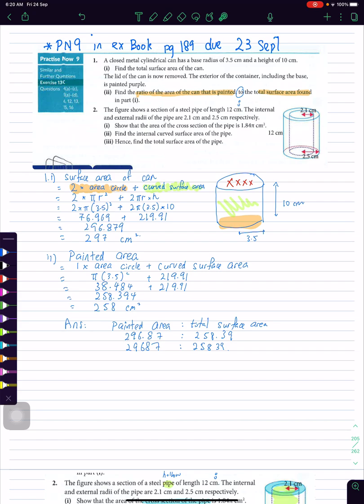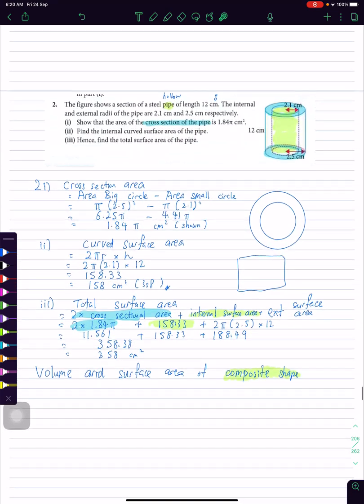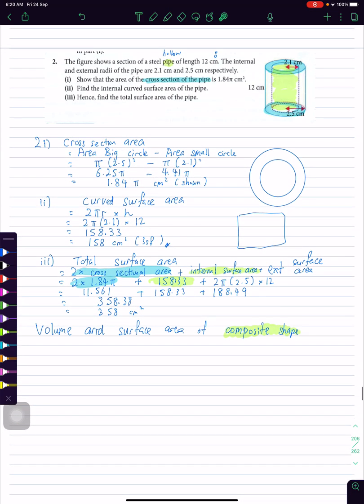Okay, so let's go to part 2 now. Question 2. Now for question 2, it says that the cross-sectional area of a steel pipe. So steel pipe means that it is hollow and it has 2 different radius. So the inner circle has radius 2.1, the outer circle has radius 2.5. So now let's look at the cross-sectional area.